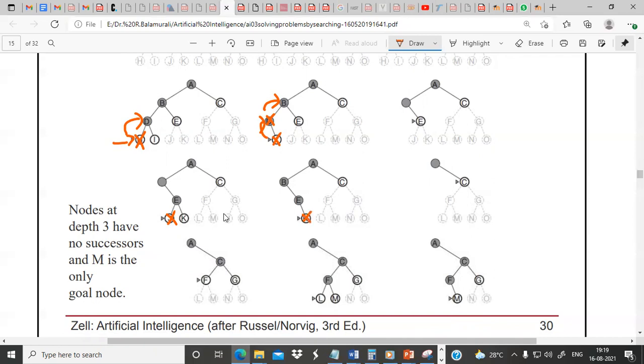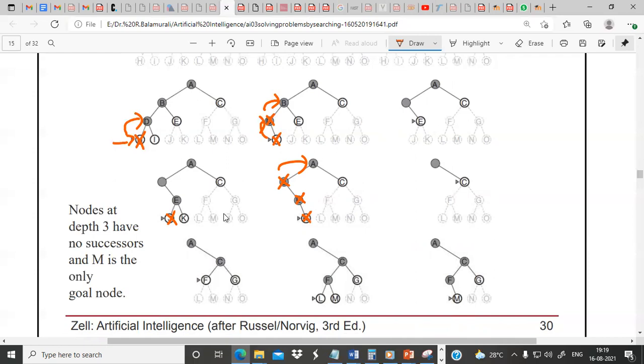Now E is also a leaf node and E is not the goal state. So remove E and go to B. Now B is also a leaf node because all these are removed. So B is also not the goal state. So remove B and go back to A. Now does A have another child? Yes, it has C.